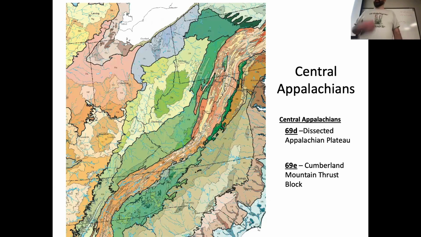Okay, this map I think shows it well. We're going into our next ecoregion, a level 3 ecoregion as well. It's called the Central Appalachians. And we only have really a little bit of it in Tennessee, but it's an important one.